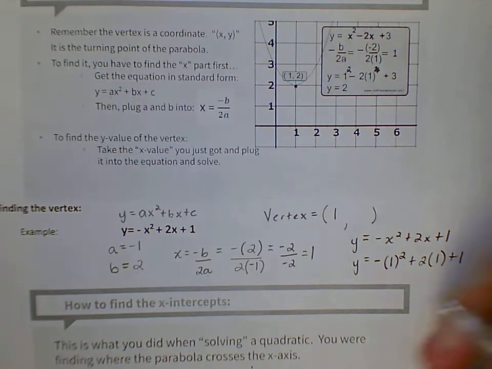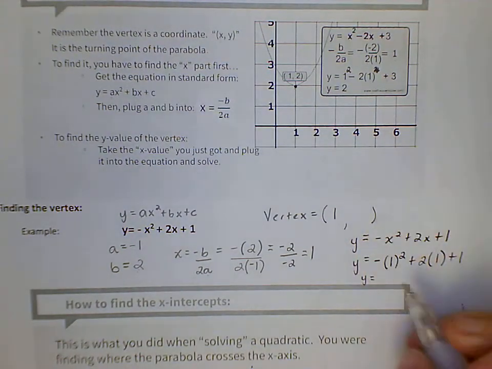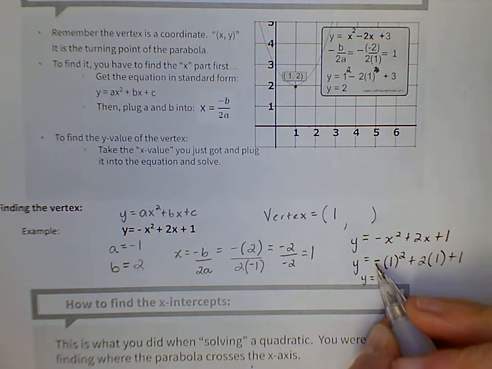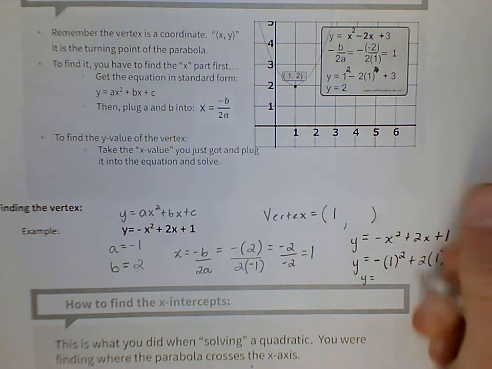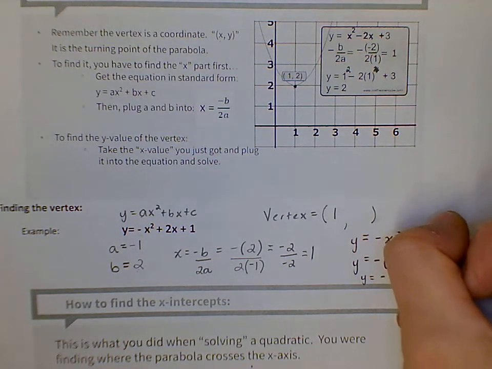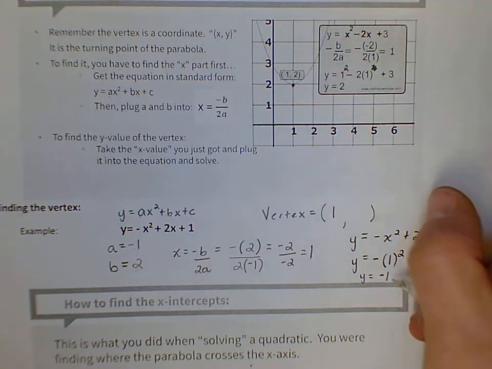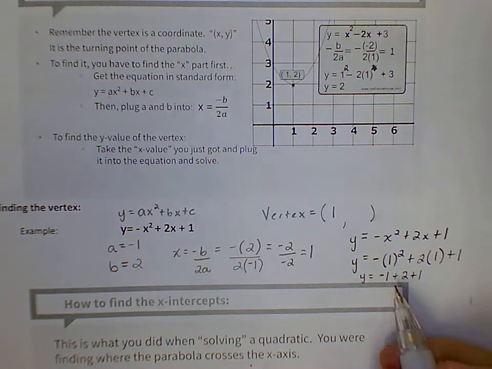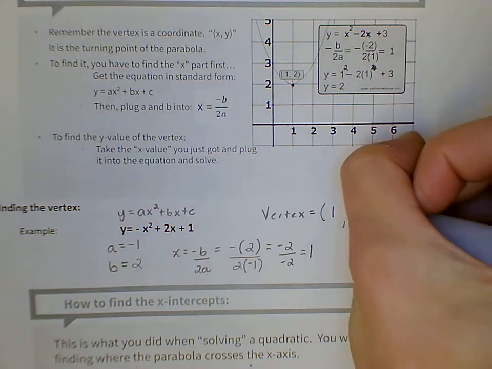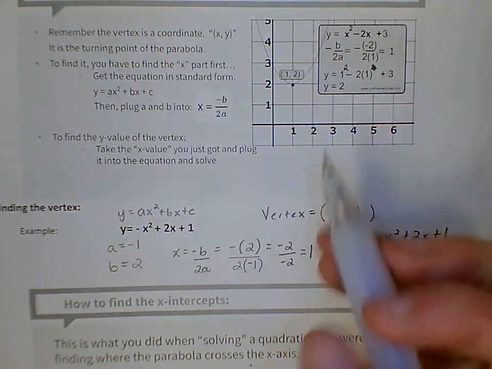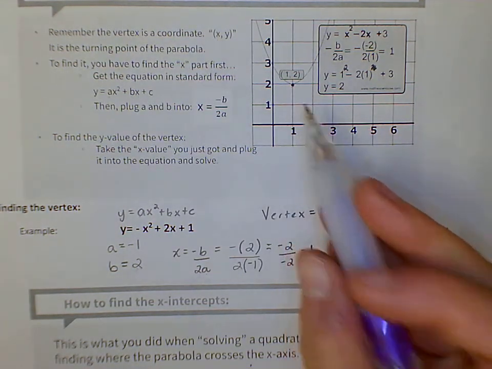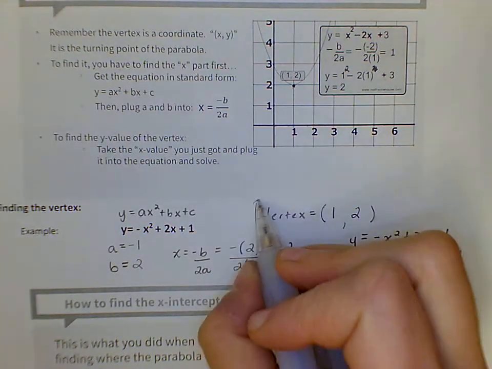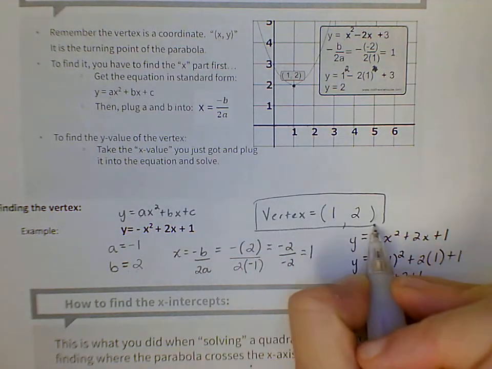And then I just simplify. So 1 squared is 1. So that would end up being negative times 1, which is -1. And then 2 times 1 is 2. And then that plus 1 comes down. So -1 plus 2 is a positive 1. And then 1 plus 1 ends up being 2. So it just happens to be the same vertex as that. It's not always going to be that, but it just happens to be the same. So that would be the vertex.